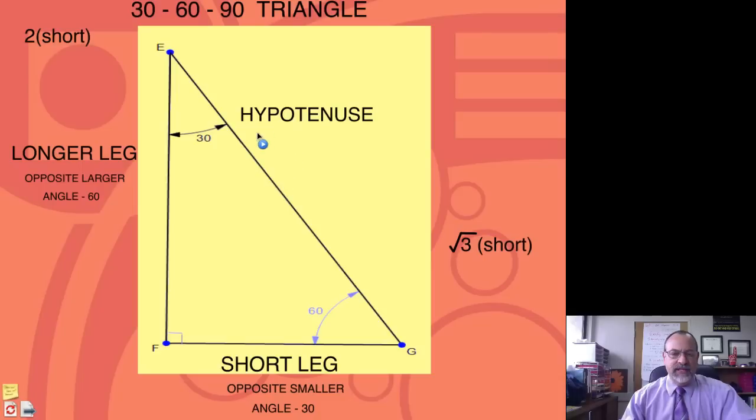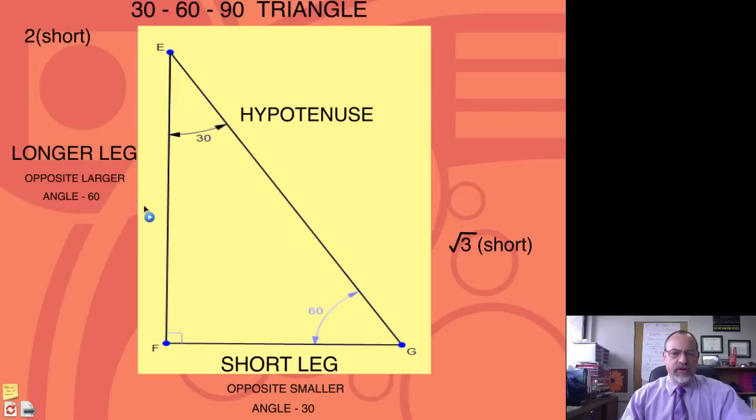So mathematically speaking, and you'll see what I mean later on, given the length of the longer leg and asked to find the length of the hypotenuse, I can't do that directly. It's going to be a two-step process. I'm going to have to determine the length of the shorter leg, and then once I know the length of the shorter leg, then I can calculate the hypotenuse.